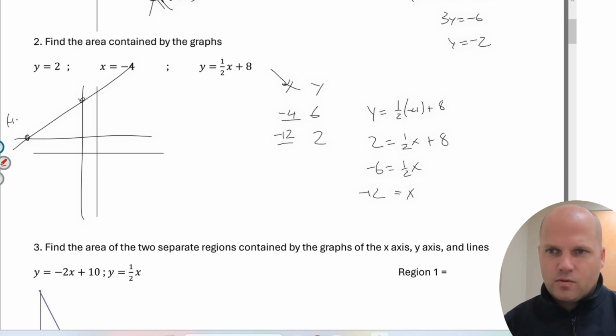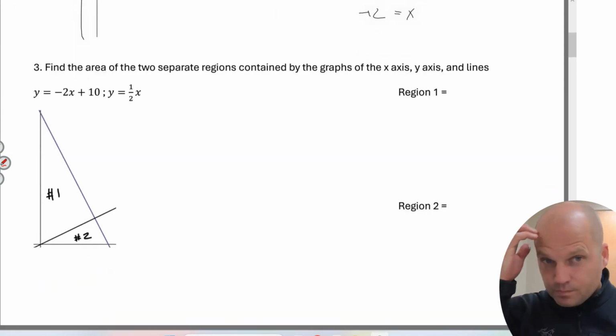This is the point negative 12, 2. This is the point negative 4, 6. This is the point negative 4, 2. There's your triangle. Base length, you go from negative 12 to negative 4. That is going to be 8. Height, you go from 6 to 2. That's 4. So we'll have an area of 16, half of the rectangle that surrounds it.